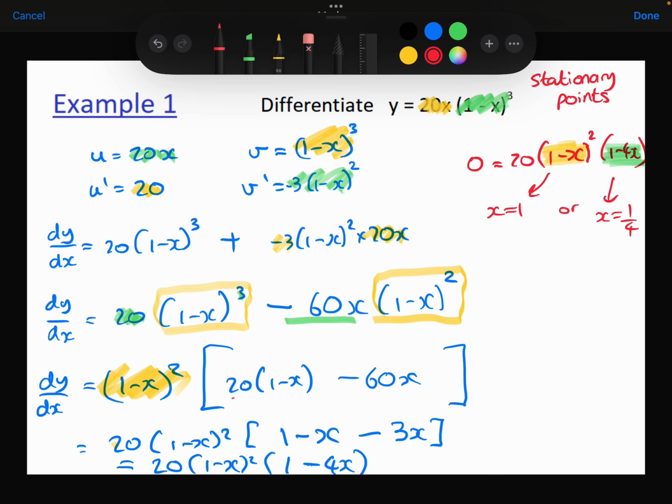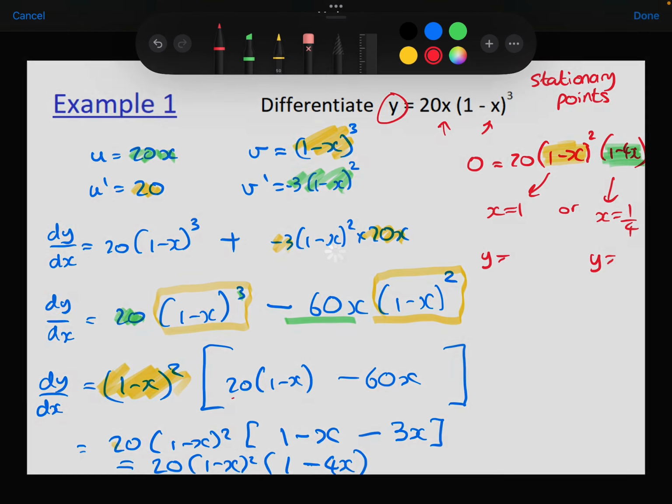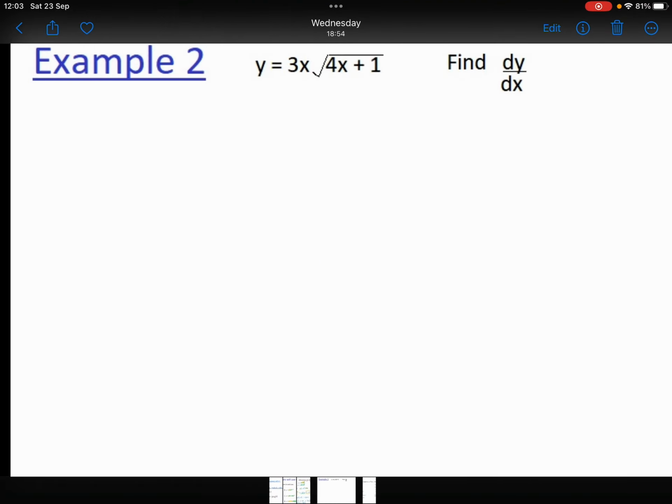So now I've got the x coordinates of the stationary points, and if I wanted the y coordinates, I could substitute those values in here and here to get the y coordinates. So when things have been fully factorised, it makes it nice and easy for finding stationary points or just generally using your gradient function.